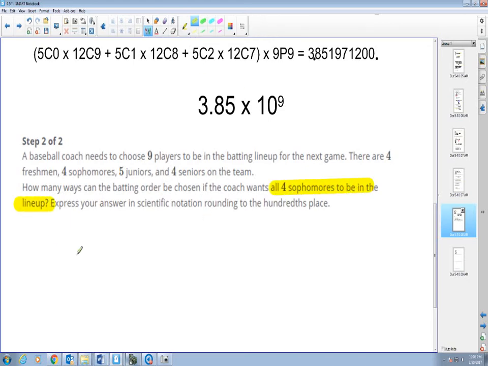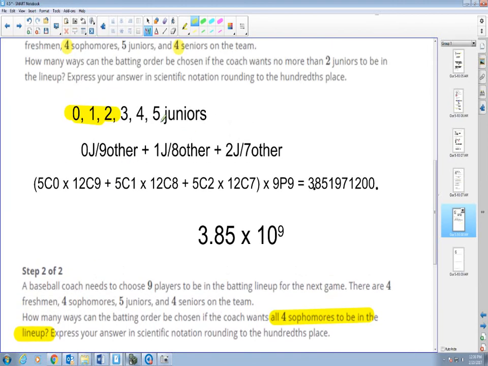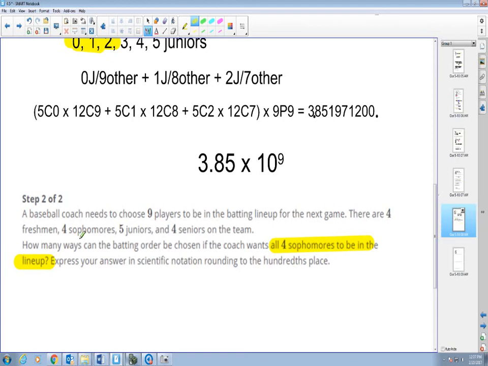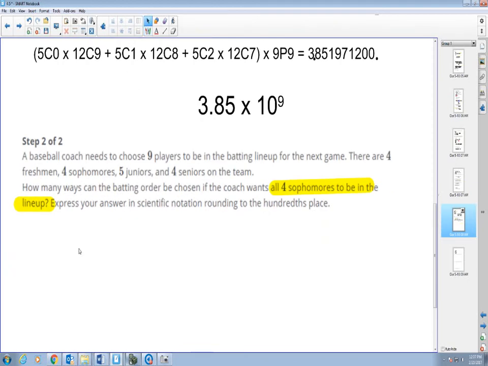Okay, so earlier we had to choose. I had 5 juniors and I wanted to choose 0, 1, or 2. This time, they want all 4 sophomores. Same idea, but a slightly different scenario, because if I'm going to choose all 4 of my sophomores, that means the other 5 spots in the lineup are going to be others. And that's the only scenario I can have. That's the difference between step 1 and step 2.